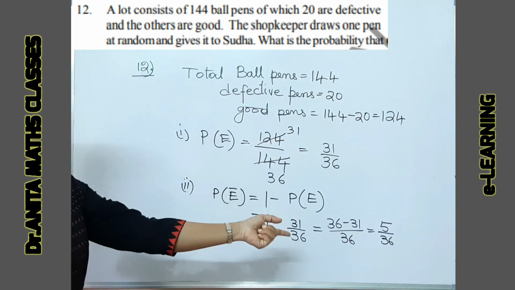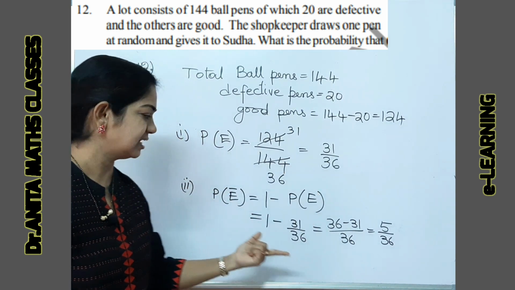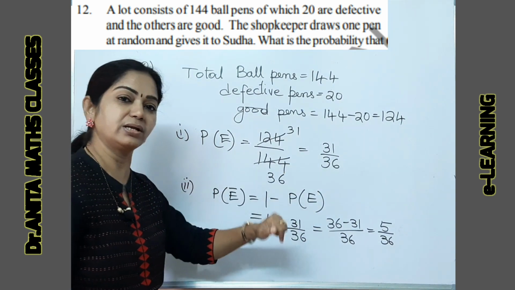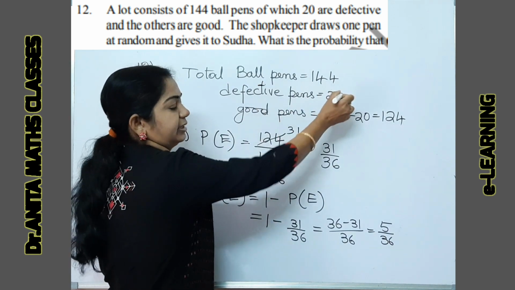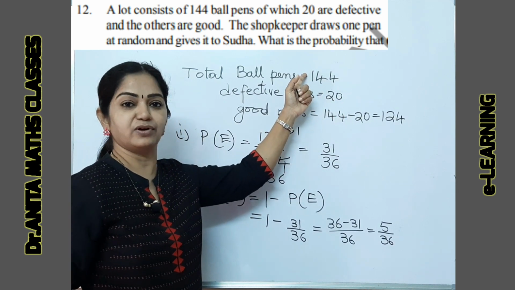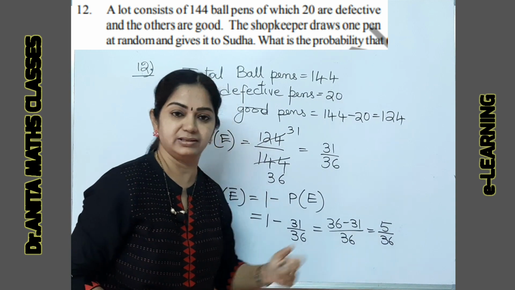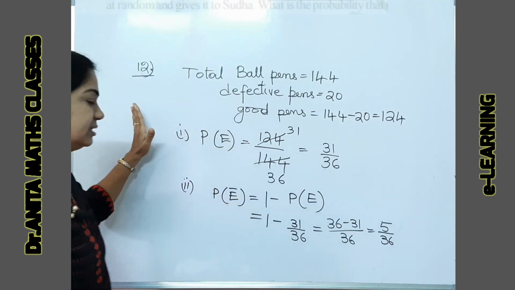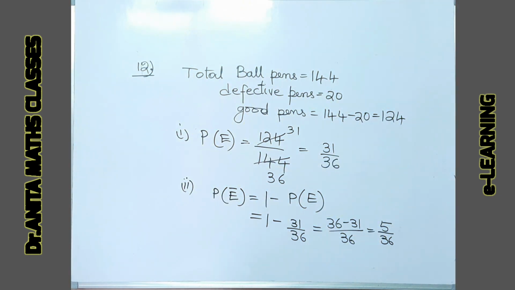That means she gets a defective pen the shopkeeper gives, so she will not buy it. You can calculate like this, or else you can also take how many defective pens there are. 20. So favorable outcomes are 20, upon total 144. Like that also you can calculate. 20 by 144 gives 5 by 36. So like this we can easily find out the probability. Please make a note. Let's see the next problem.